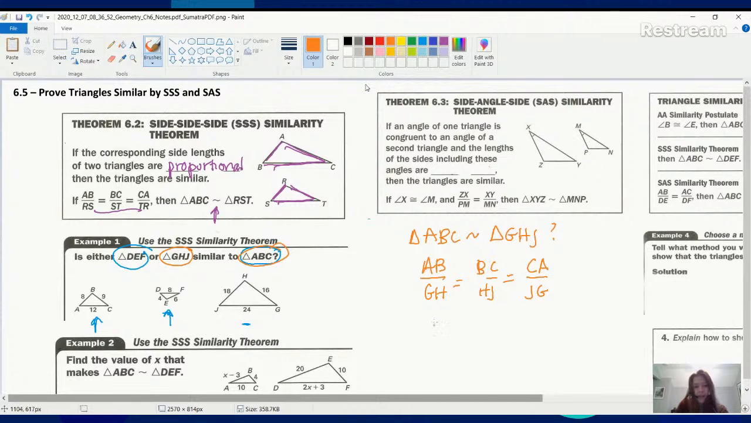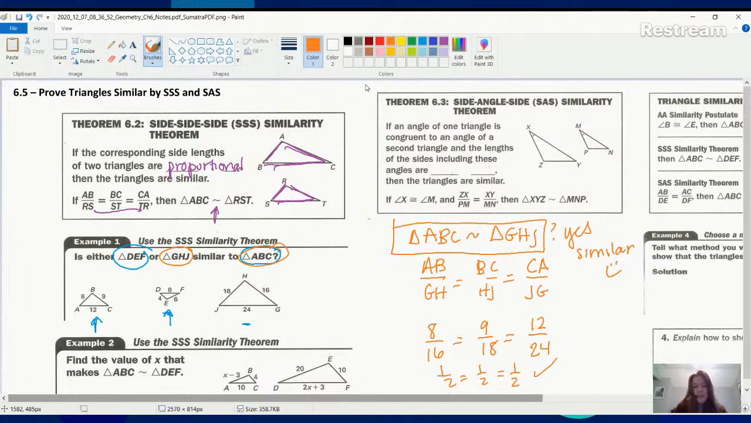A to B is 8. G to H is 16. B to C is 9, H to J is 18. This is looking promising, right? And C to A is 12, and J to G is 24. So if you notice all of these, they all simplify to 1/2. And that's a good thing. So my triangle similarity statement is true. So then yes, this is true. Yes, they are similar.